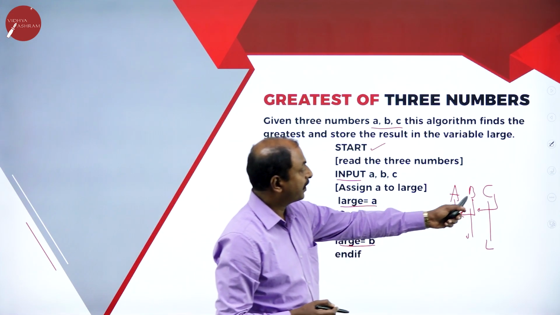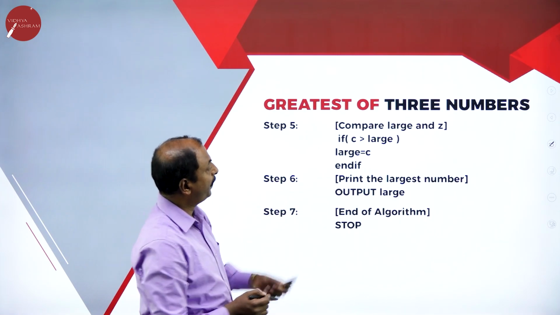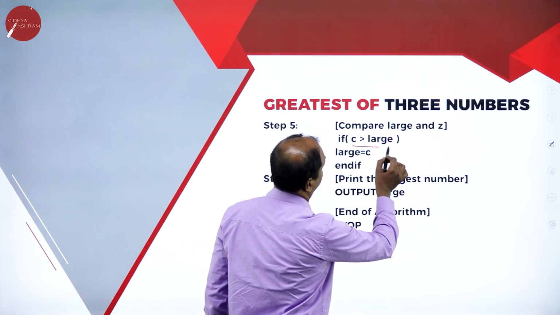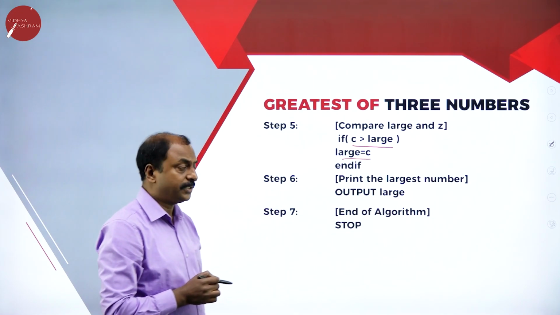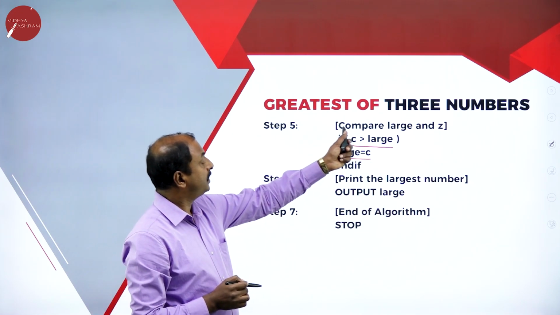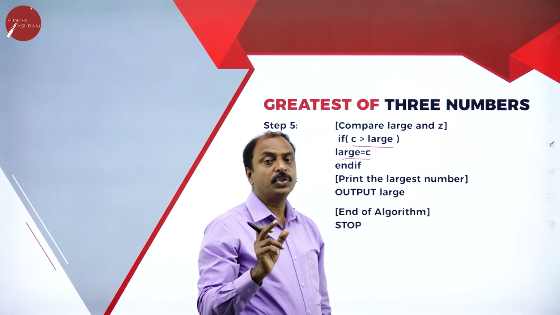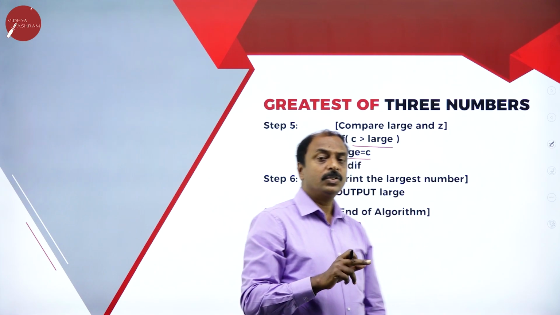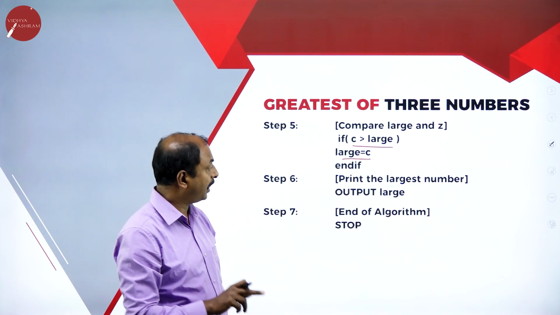So next one is I'm comparing this number C with large. So here compare C. If C is greater than large, large equals to C. So this is the logic. So at the end of this stage here, one of the values will be stored in large. So the large number will be assigned to a variable large.